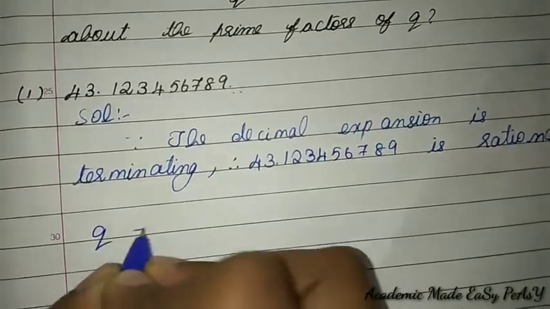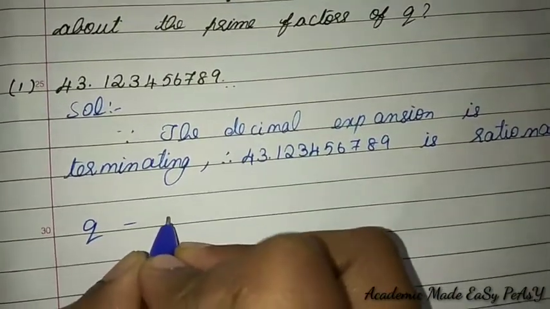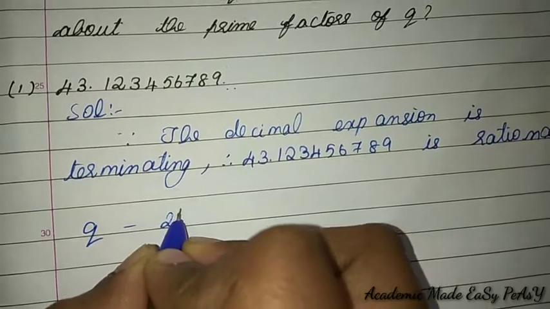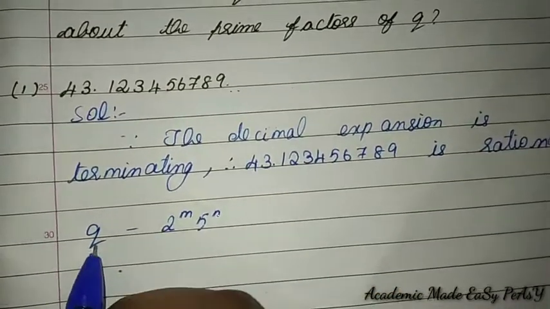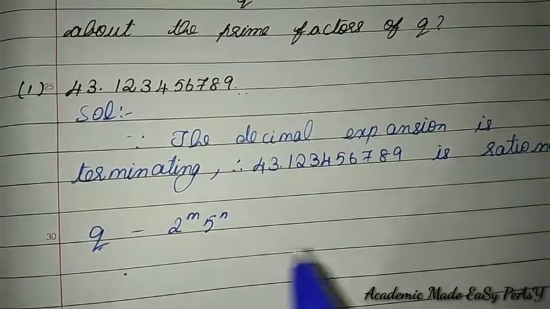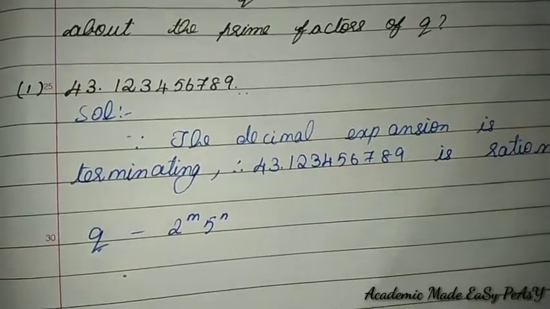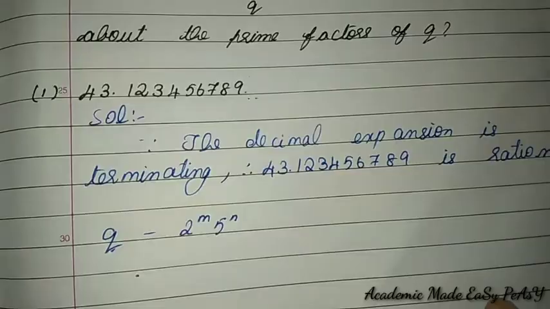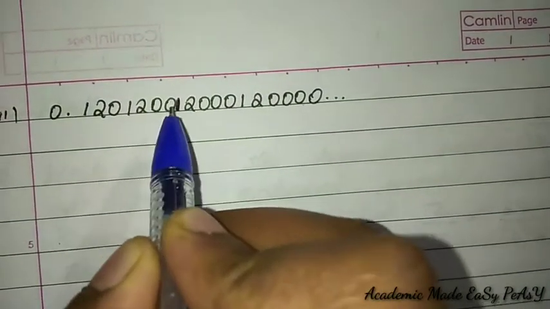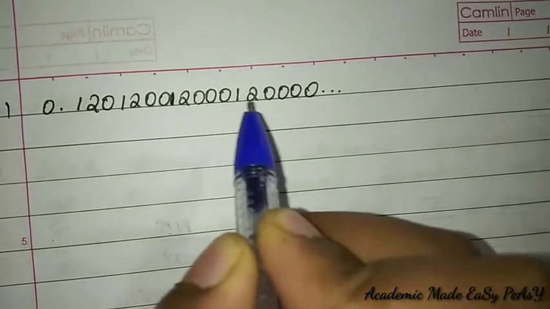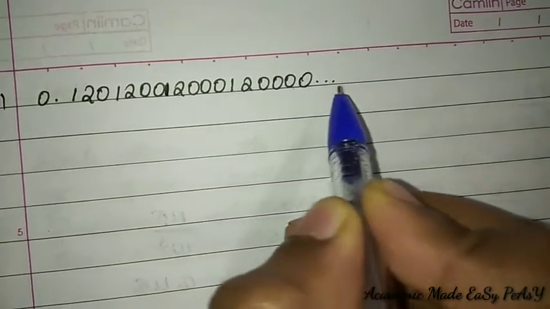We know that if it is terminating, it will be of the form 2 power m into 5 power n. So the prime factors of Q will be 2 power m or 5 power n or both also. Okay. Second question, 0.120, 1200, 12000, 120000, etc.